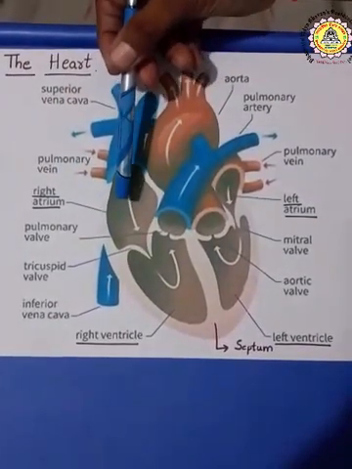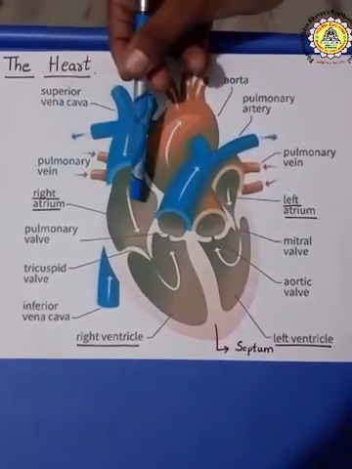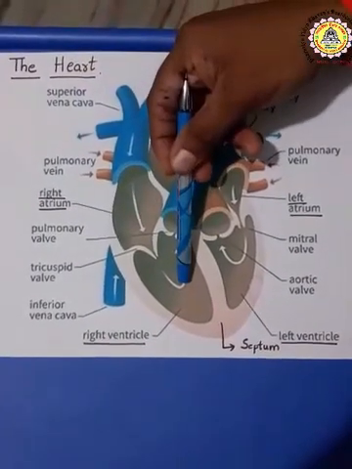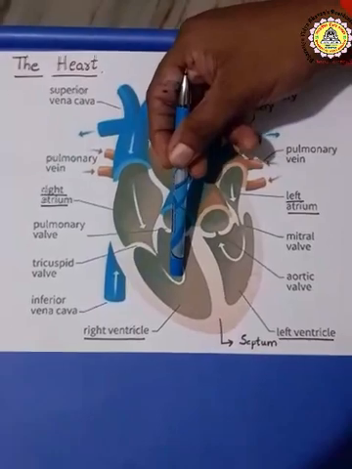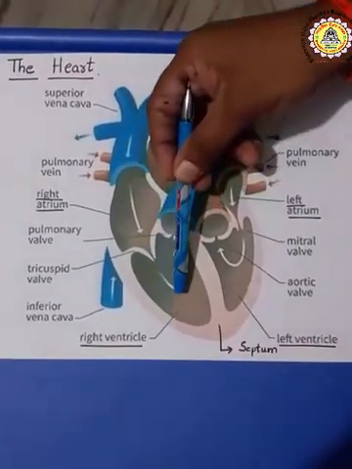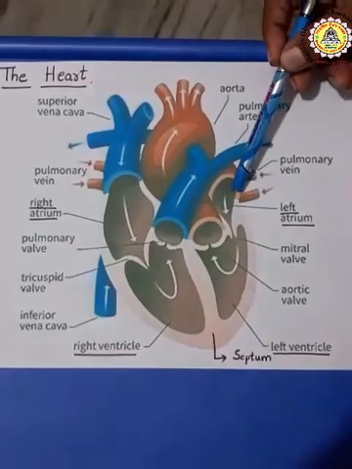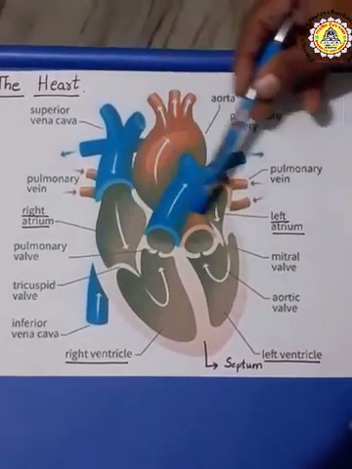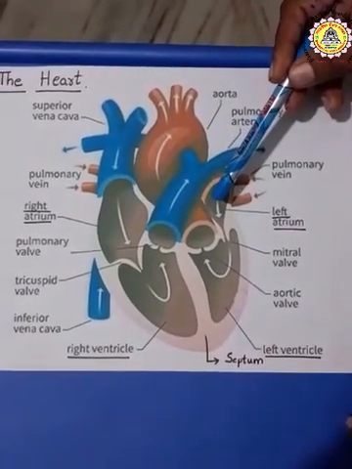The upper part of the right side is called the right atrium. And below the right atrium is the right ventricle. This is the right atrium and this is the right ventricle. And this is the left atrium and this is the left ventricle. These are the 4 chambers present in our heart.